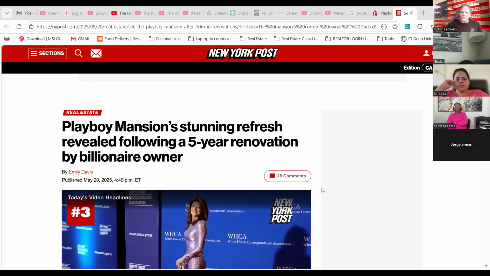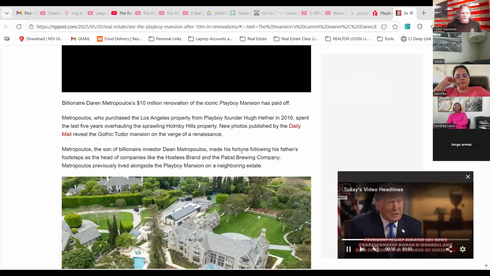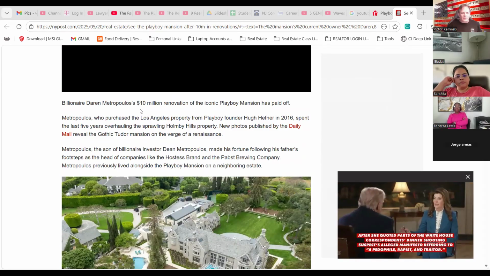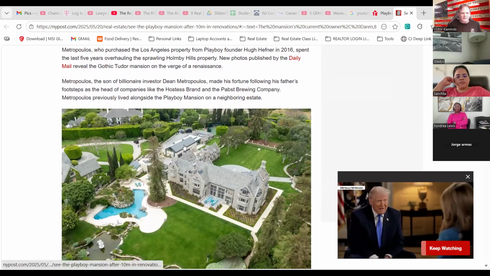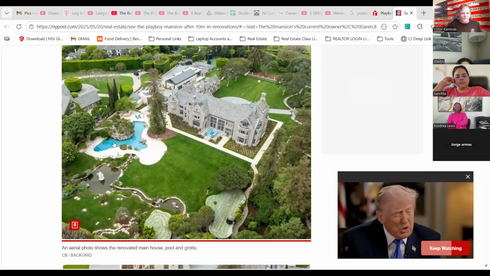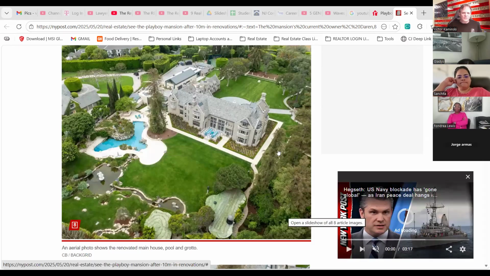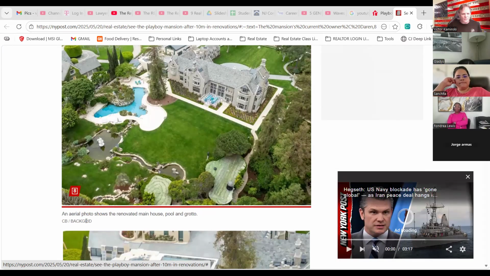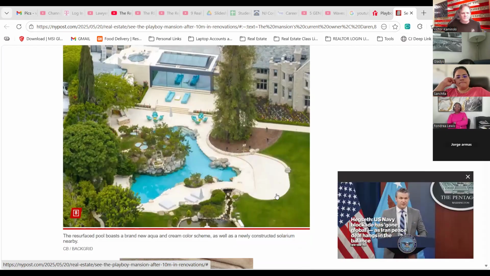Now, after he bought it, he decided to renovate the Playboy Mansion, the billionaire owner. He spent $10 million renovating the mansion. It took 5 years to do it. Here's the lovely Playboy Mansion with the infamous grotto underneath there. Got tennis courts and all kinds of stuff. I'm not sure if this is the renovated one. Yeah, this is the renovated new house, and that looks really nice.